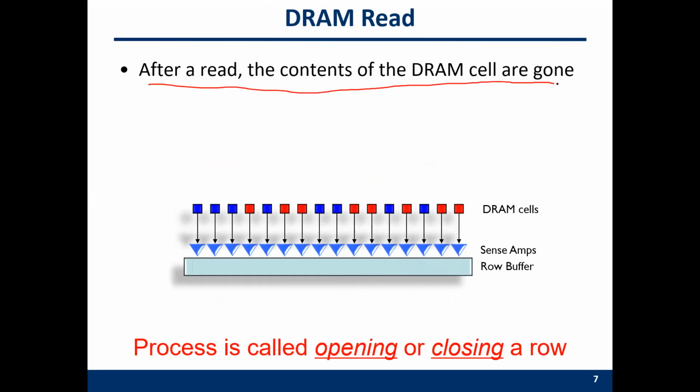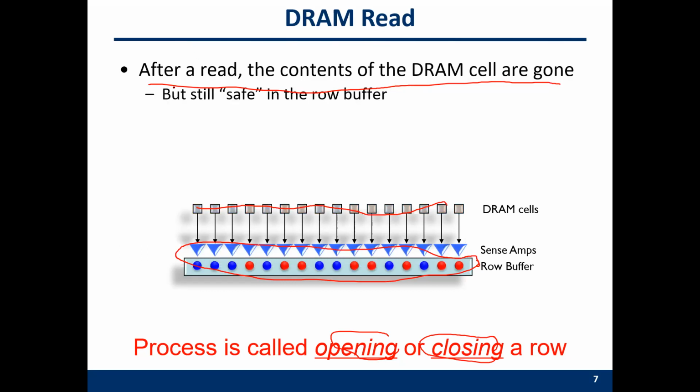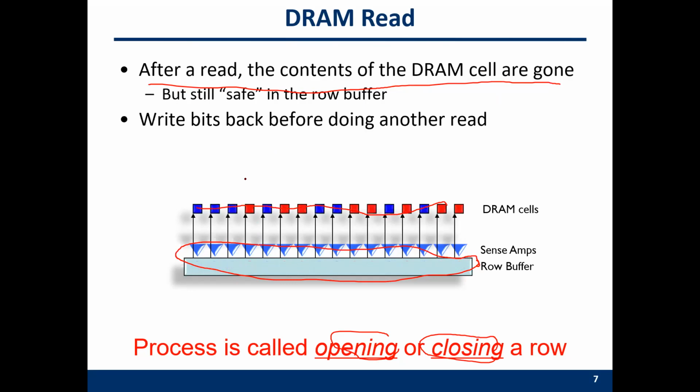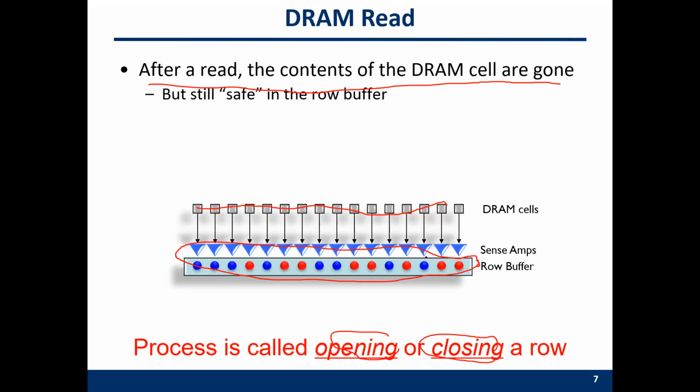So after a read operation, the data inside the DRAM cell are gone, but the row buffer has the data. Now the data is all in the row buffer. If the data is in the row buffer, we call this row open. If the data is in the cell, we call this row closed. So the content inside each cell is destroyed after the read operation, but we have the content inside the row buffer.